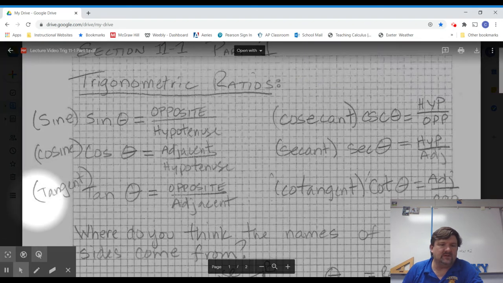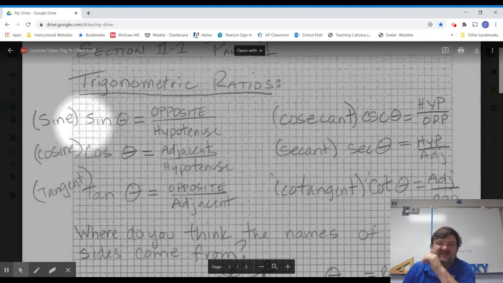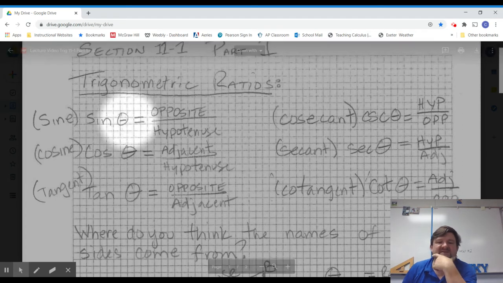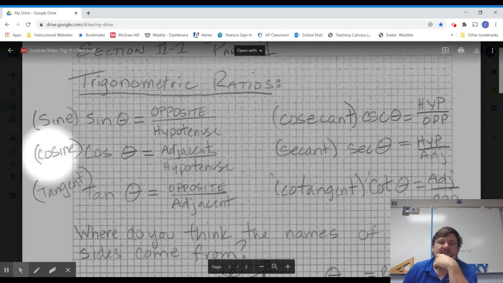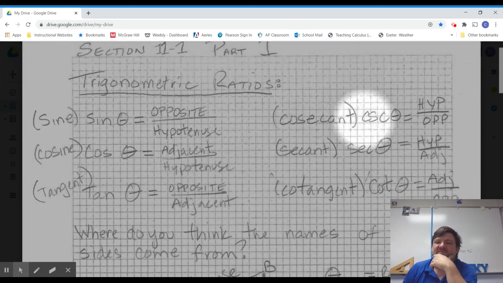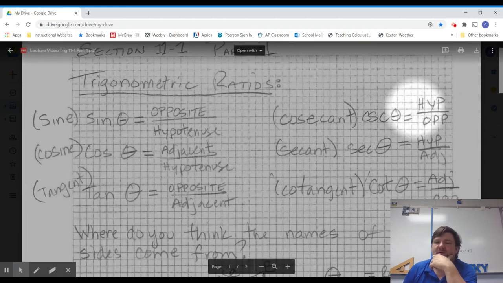So we have, where's it at? There it is. We have sine. It's not sin, it's sine. It is sine of theta, and I'll explain what theta is here in a minute. It's your opposite side over your hypotenuse side. And then its inverse is cosecant. It's abbreviated CSC. Theta is the angle, actually. Hypotenuse over opposite.